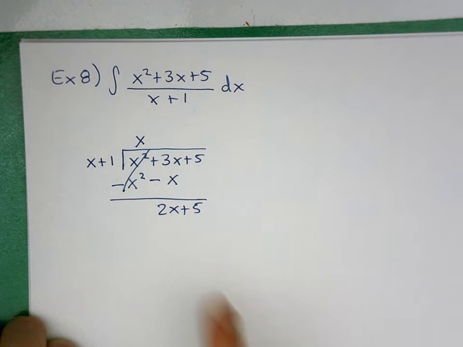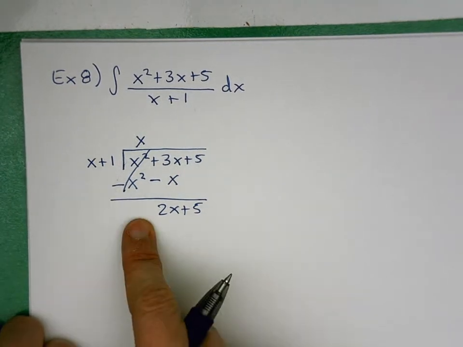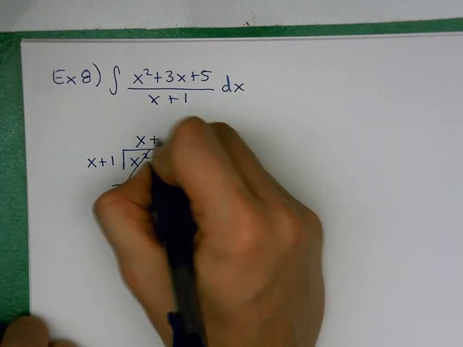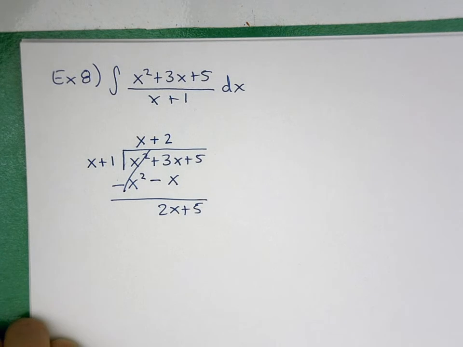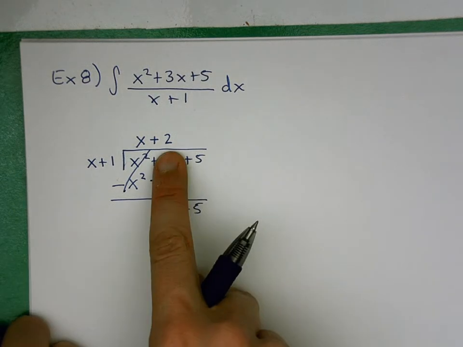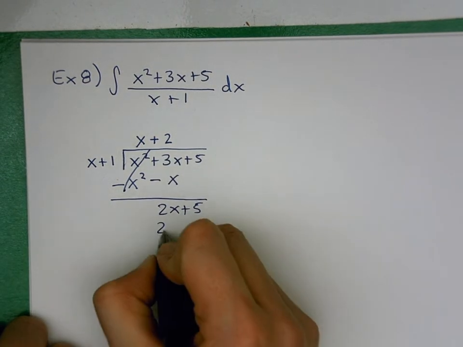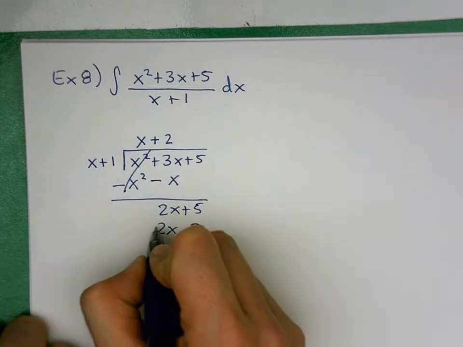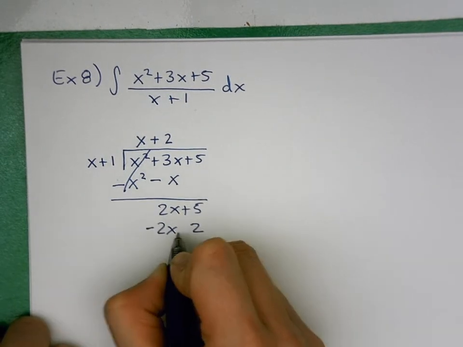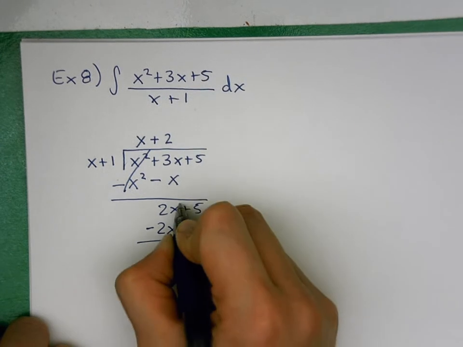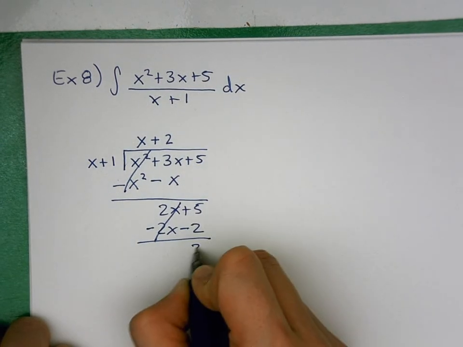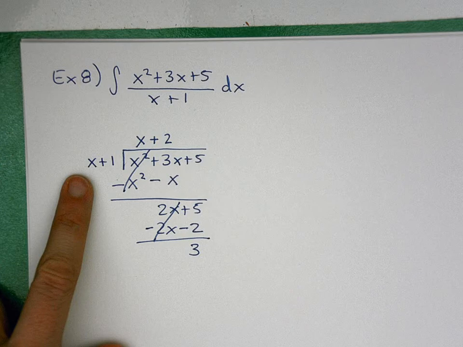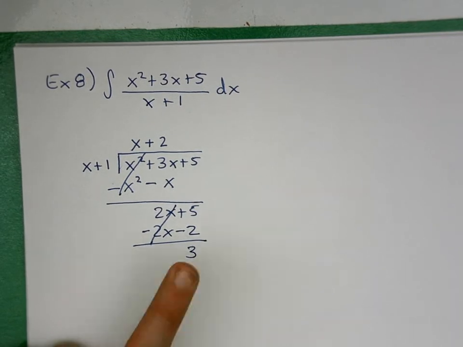How many times does x go into 2x? Or x times what gives me 2x? That would be positive 2. 2 times x is 2x. 2 times 1 is 2. And I am subtracting, so minus 2x minus 2. And 5 minus 2 is 3. X does not go into 3, and so that's my remainder.